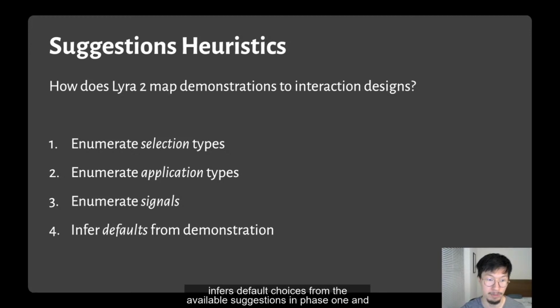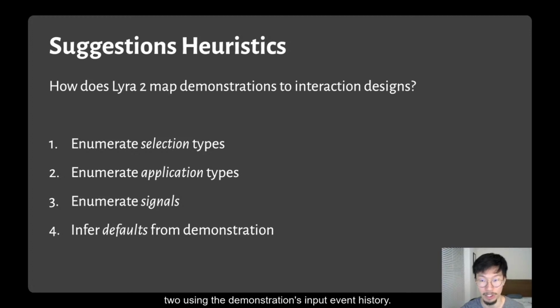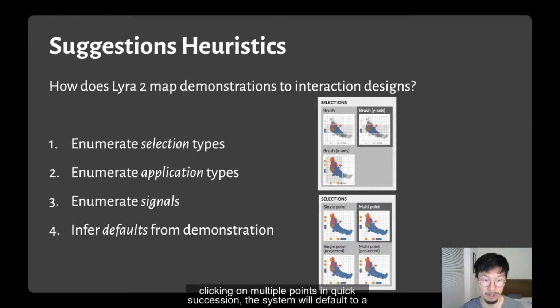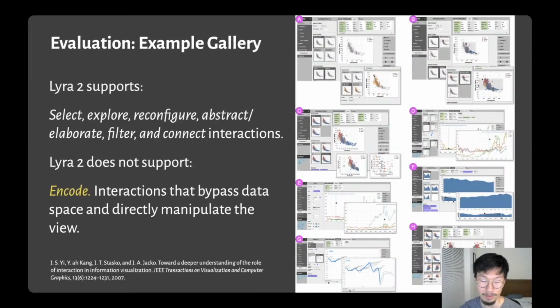And finally, the system infers default choices from the available suggestions in phase 1 and 2 using the demonstration's input event history. For example, on horizontal or vertical drags, the system automatically chooses an x-axis or y-axis brush, respectively. Similarly, when clicking on multiple points in quick succession, the system will default to a multi-point selection.